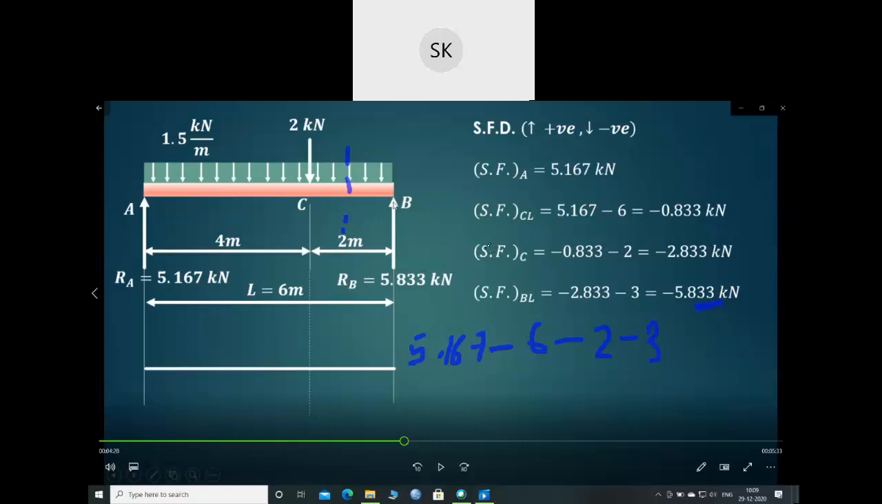Understood? Have you understood this one? Please respond, then I'll move forward, because I won't take this class again and again. Have you understood how you got this value 5.833?